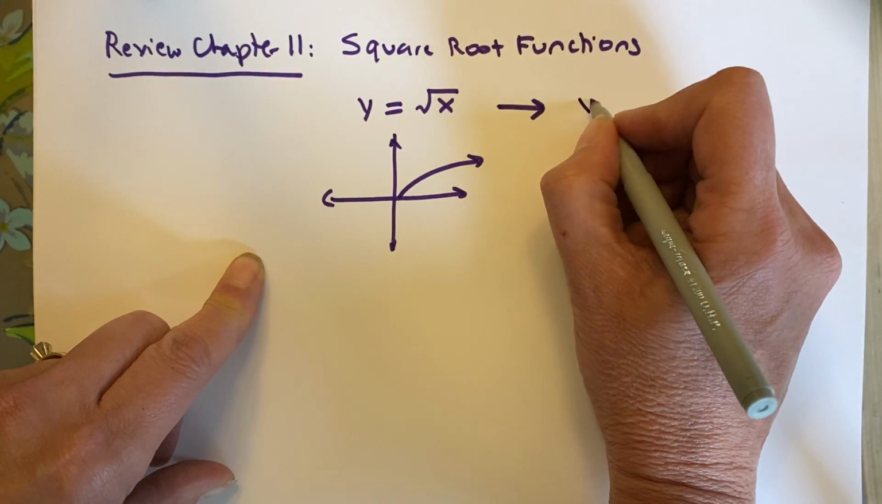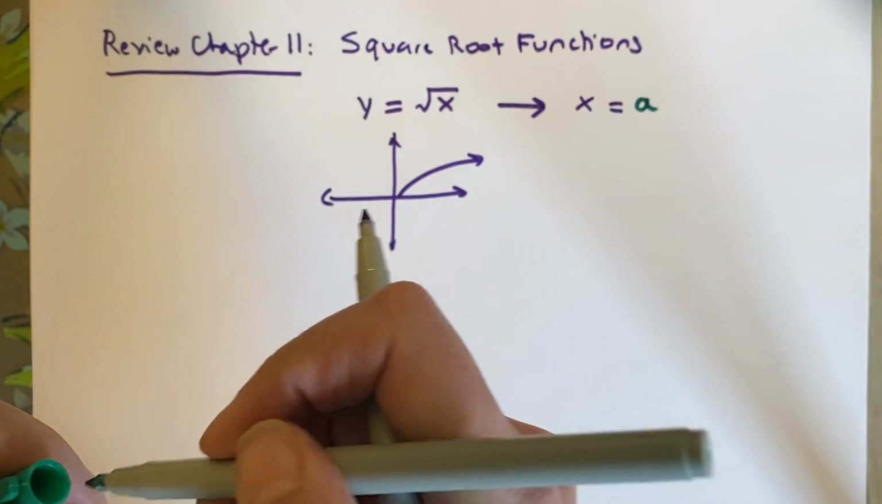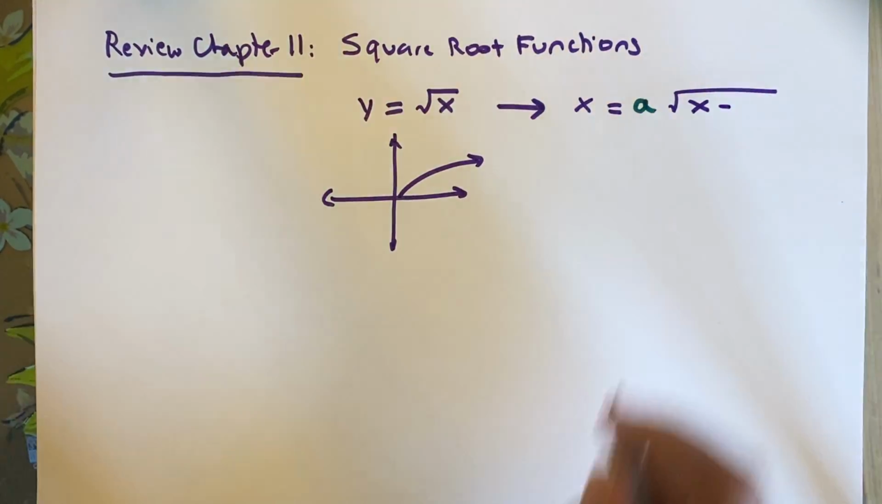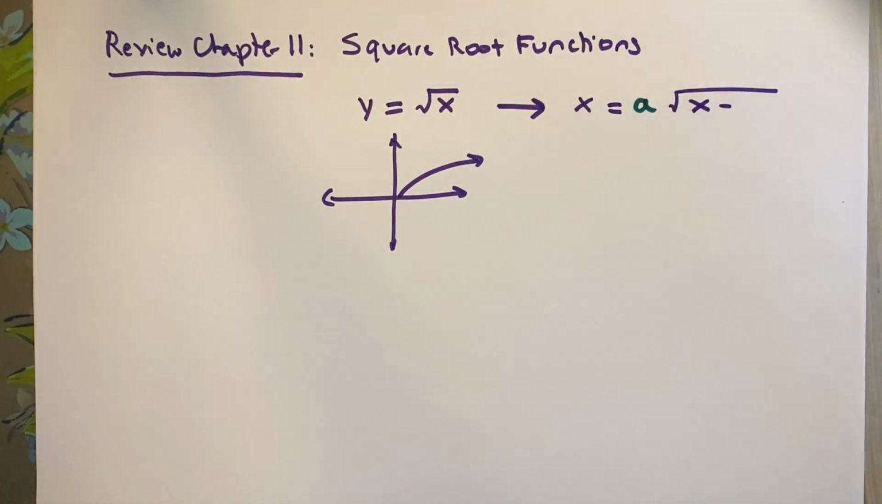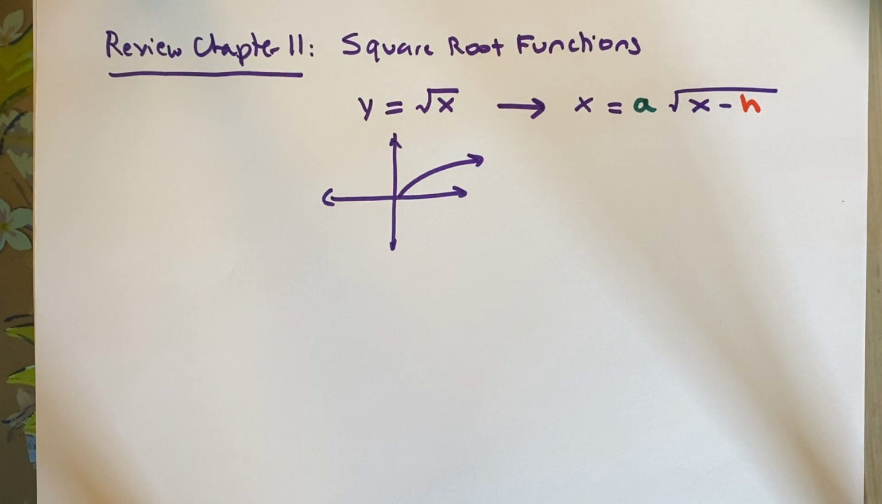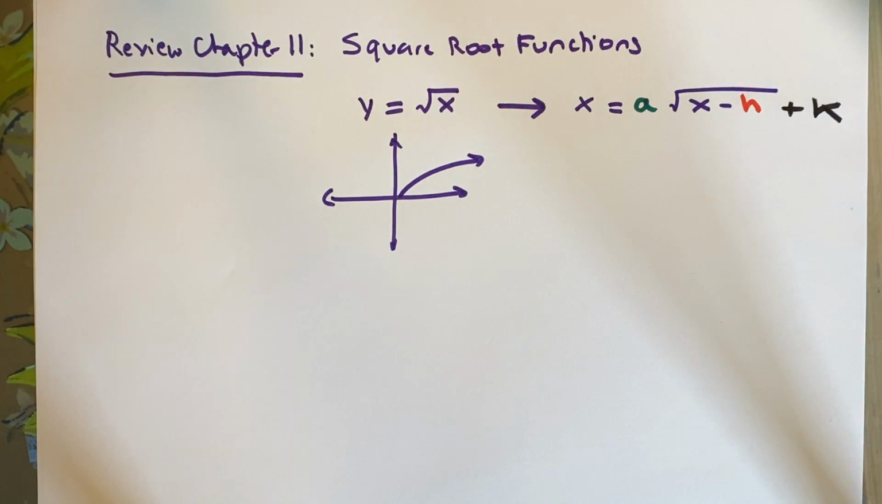But the full function, if you include all of the different possibilities, is y equals a square root of x minus h, and I'm going to put these all in different colors, plus k in black.